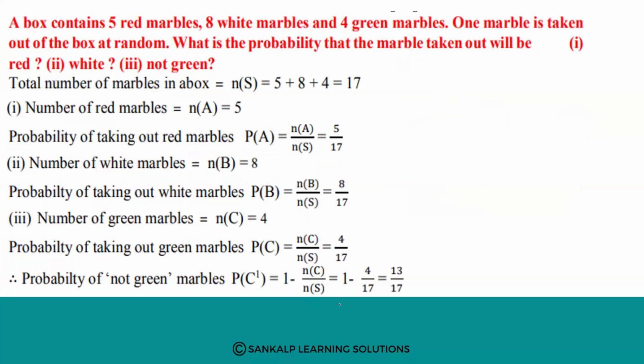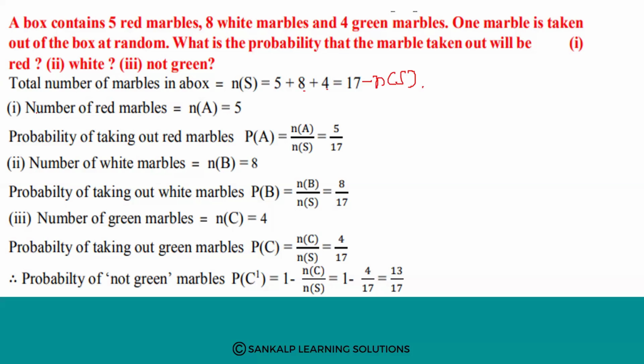A box contains 5 red marbles, 8 white marbles, and 4 green marbles. One marble is taken out from the box at random. What is the probability that the marble taken out will be red, white, not green? So the total number of marbles in the box is 5 red, 8 white, and 4 green. That is 8 plus 4 is 12, 12 plus 5 is 17. This is n of S, the total number of outcomes.